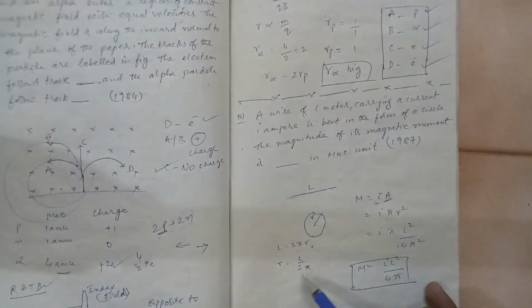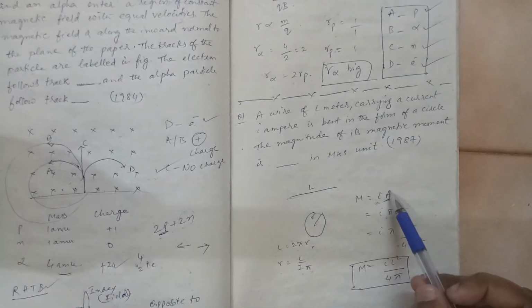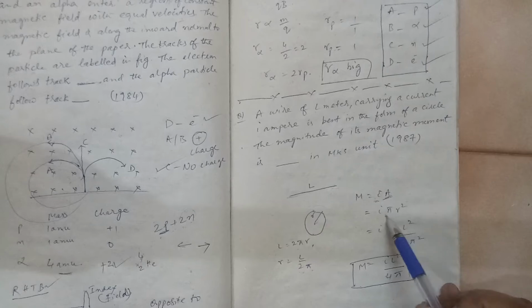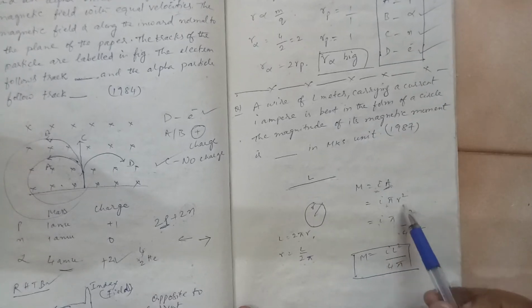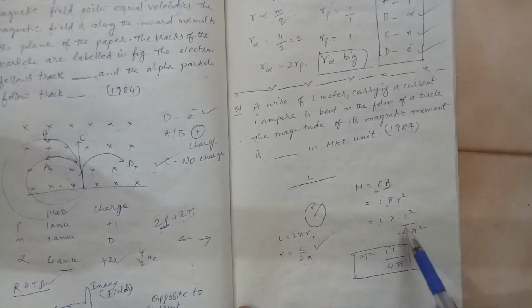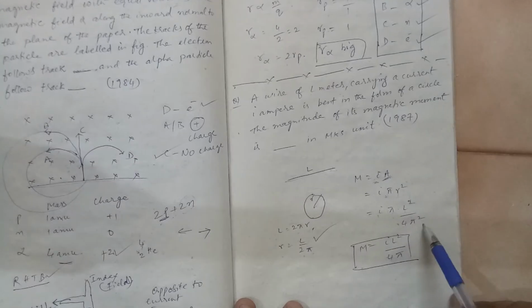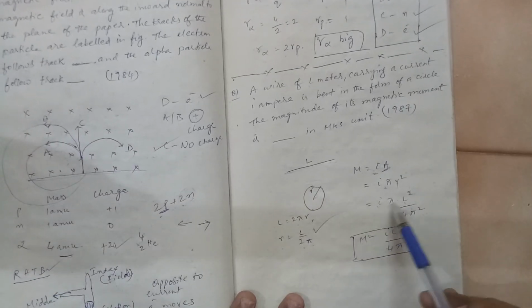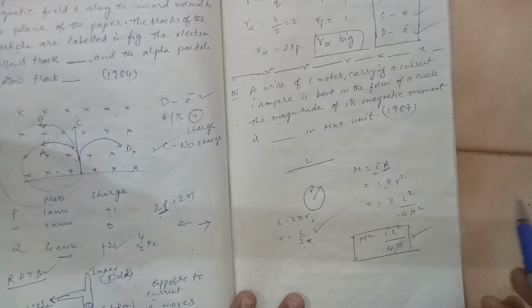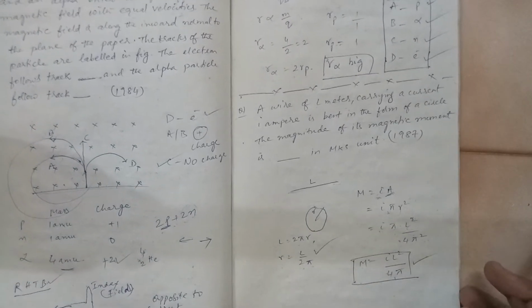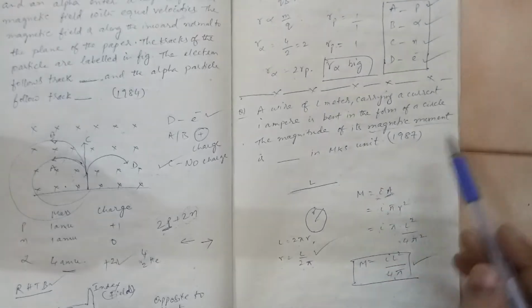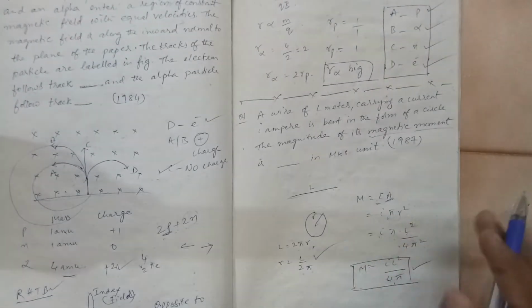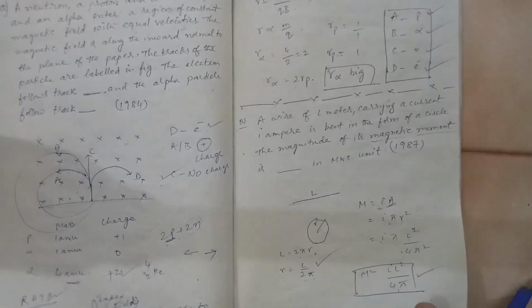So m is equal to I into the area of the loop, which is a circle, so pi r square. I into pi, r we have found out here. Substitute here, you get L square by 4 pi square. So pi gone, m is equal to I L square by 4 pi. This is the answer to this question. Whenever you are asked the magnetic moment, identify the I, multiply with the area. One more we will see.